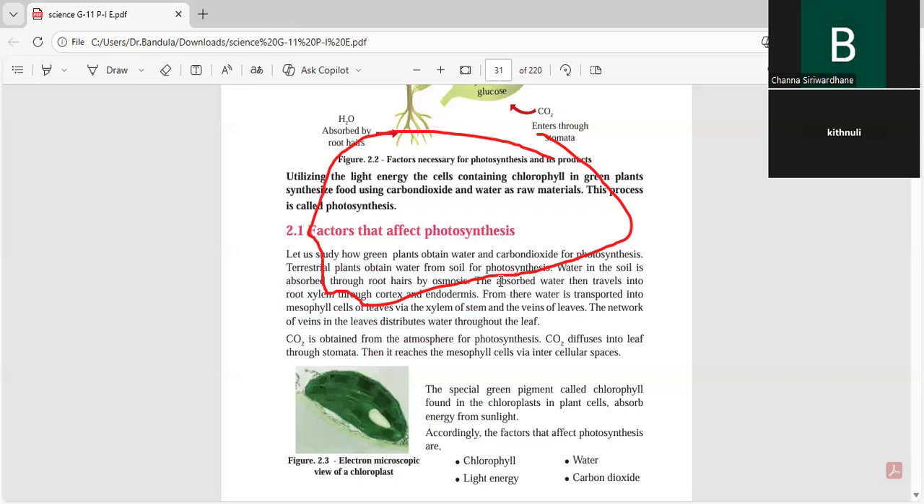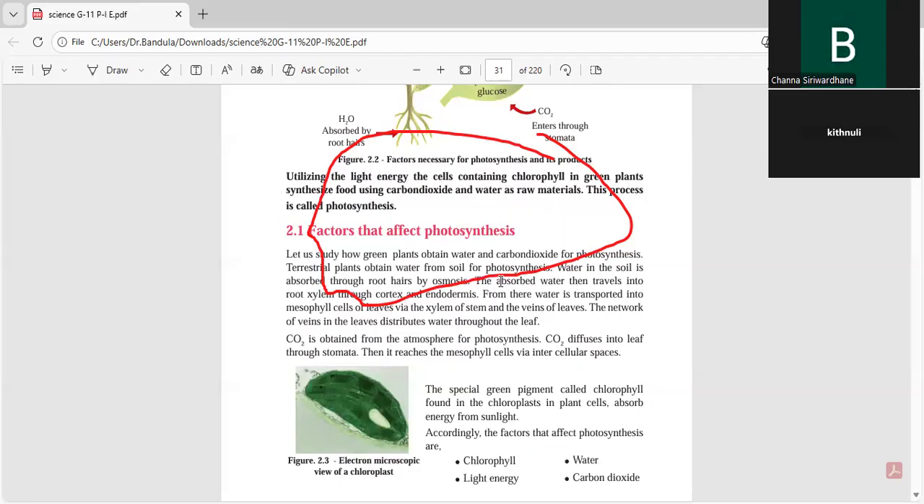Terrestrial plants obtain water from soil for photosynthesis. Water in the soil is absorbed through root hairs by osmosis. The absorbed water then travels into root xylem through cortex and endodermis. From there, water is transported into mesophyll cells of leaves via the xylem of stem and the veins of leaves. The network of veins in the leaves distributes water throughout the leaf.